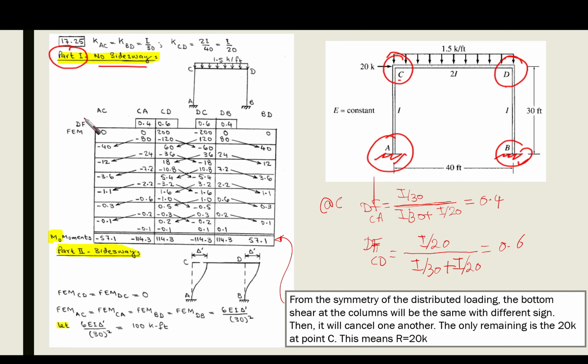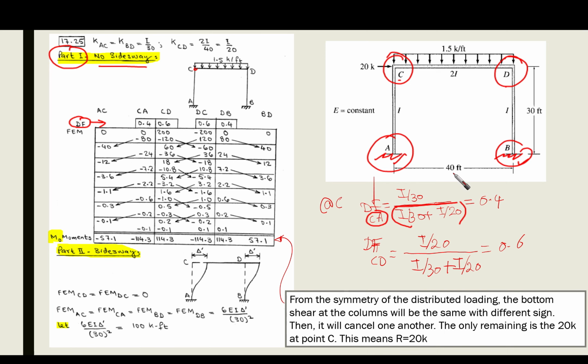So the first step is the distribution factor. How are we going to obtain them? At point C, we have two distribution factors, CA and CD. For CA, it is going to be I over the length 30, and the denominator is going to be the relative stiffness framing into point C, which is I over 30 and 2I over 40.